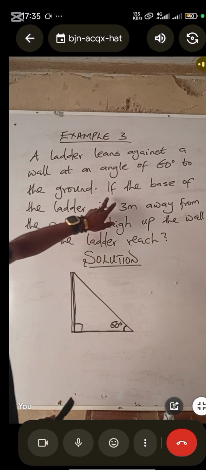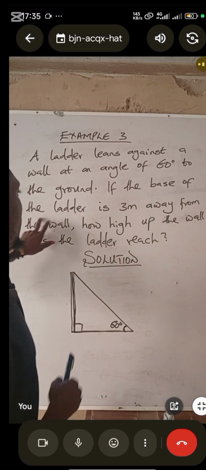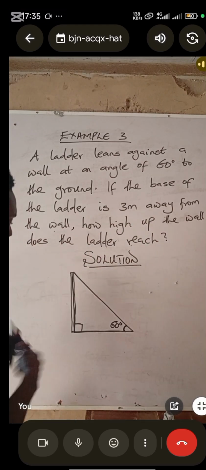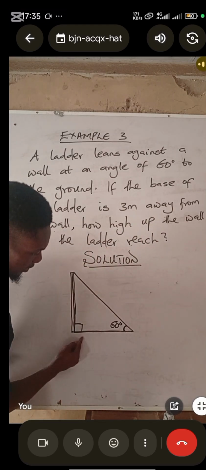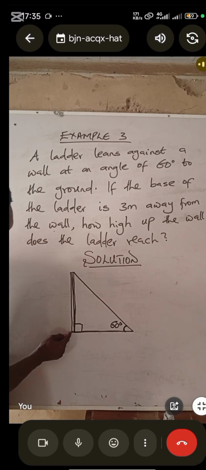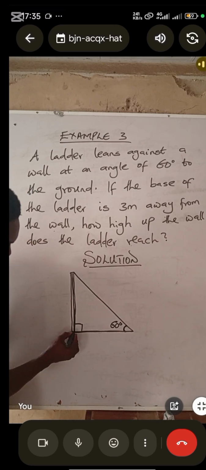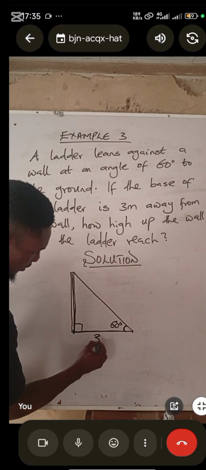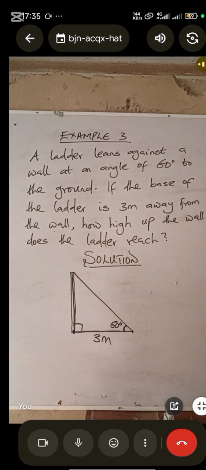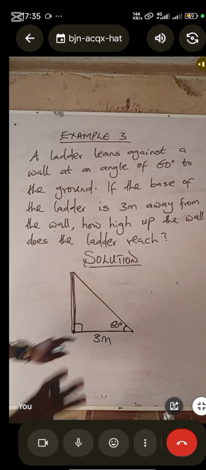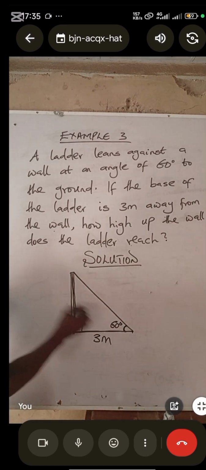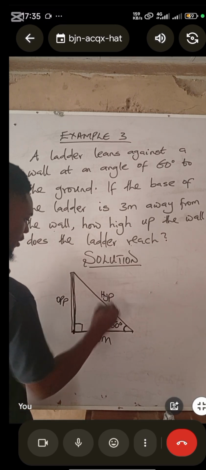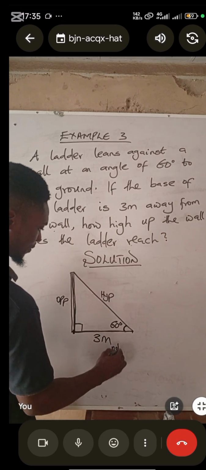Now, if the base of the ladder is 3 meters away from the wall, meaning that the distance from here to here is 3 meters. That's your base. And remember, your base is just like your adjacent, because this side is your opposite, this is your hypotenuse, and this is the adjacent.